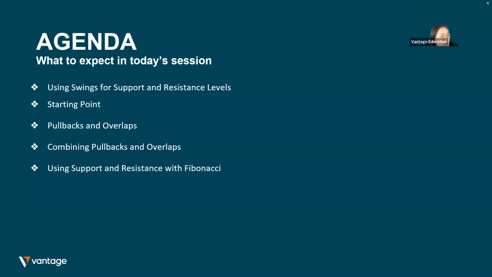So here's our agenda for today. Firstly, we'll be going through swings for support and resistance levels, how to identify them, what to look out for. And then we'll be looking out for starting points for these levels. And then we'll be moving on to how to identify pullbacks as well as overlaps, followed by combining these two. And then we'll be looking at some examples on how to use support and resistance levels together with Fibonacci to make sure that your analysis is as accurate as possible.